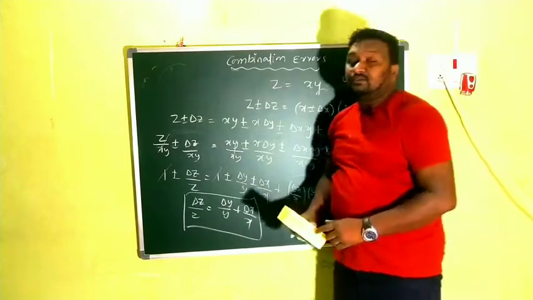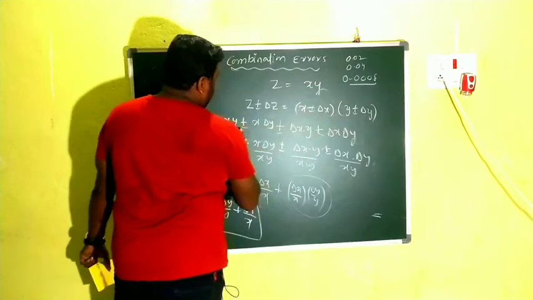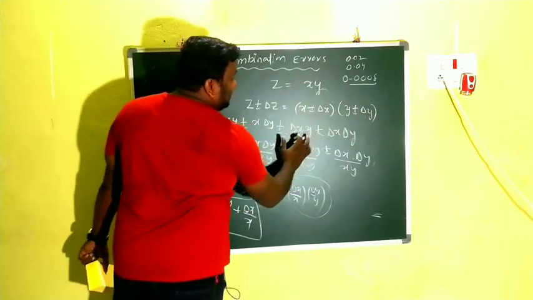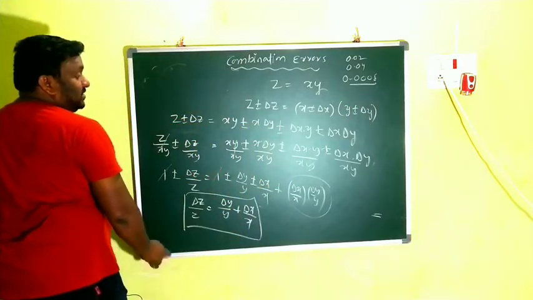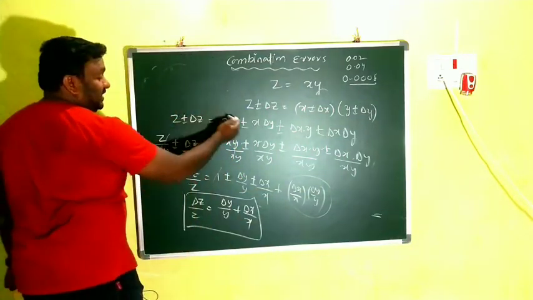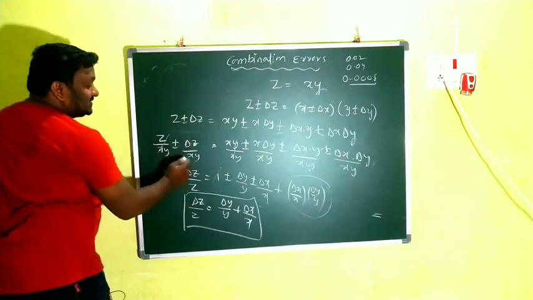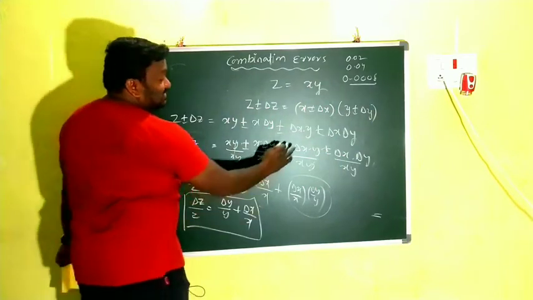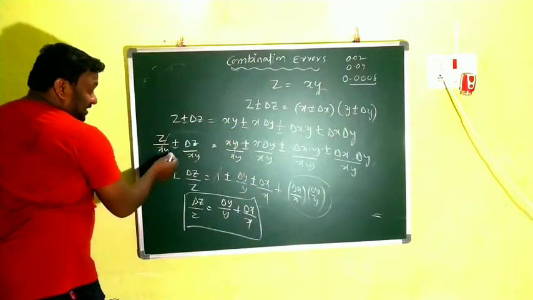After that, what are we doing? Multiplication. So simplifying, x into y plus x into delta y plus or minus delta x into y plus delta x into delta y. Clear? After that, we divide both sides by xy. Every term must be divided by xy. Then what we get? z by xy plus or minus delta z by xy is equal to xy by xy plus or minus x into delta y by xy plus delta x into y by xy, and this also by xy.